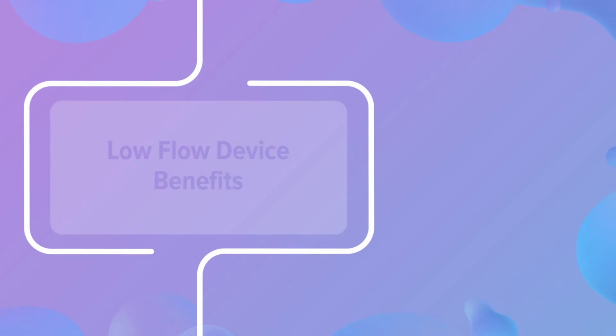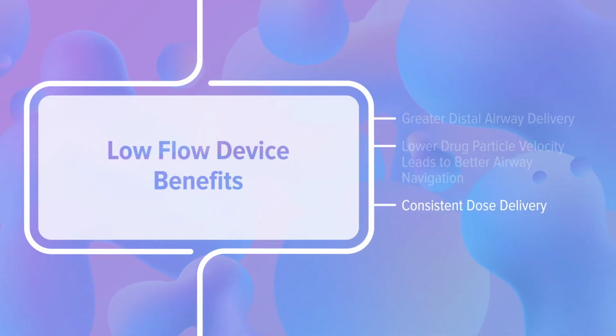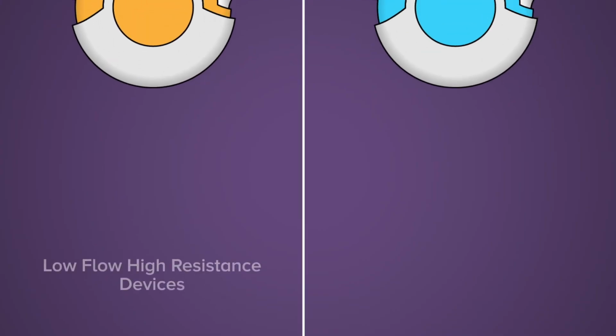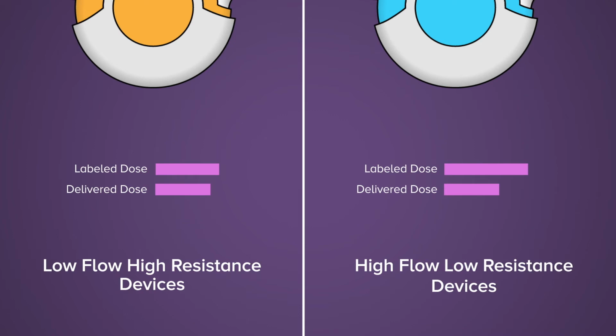Last, the advantages of a low-flow, high-resistance device just highlighted ultimately result in consistent delivery of an effective delivered dose. The clinical implication is important. When using a low-flow, high-resistance device, the labeled dose is closer to the actual dose delivered. By contrast, when using a high-flow, low-resistance device, a higher labeled dose is required to compensate for greater deposition in unintended areas.